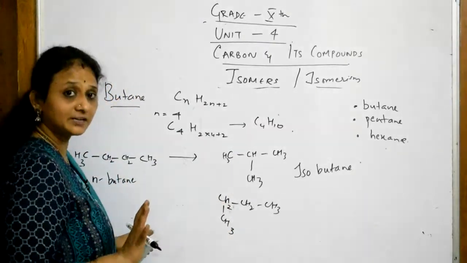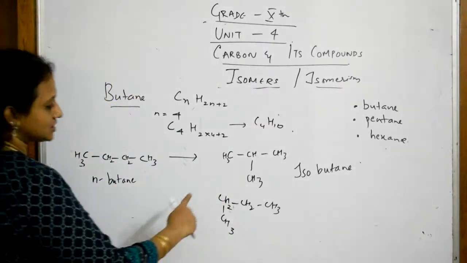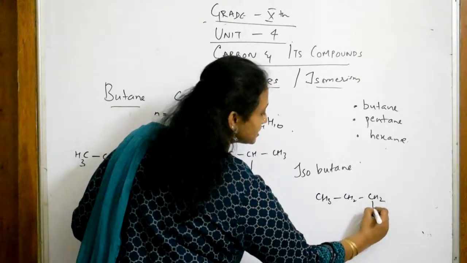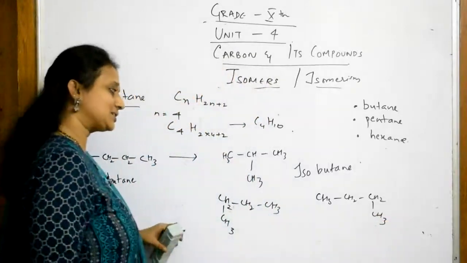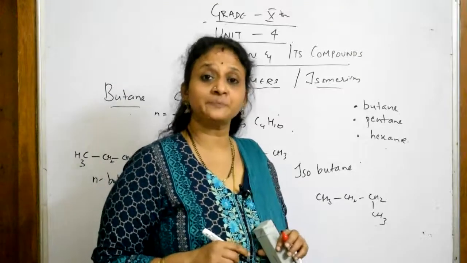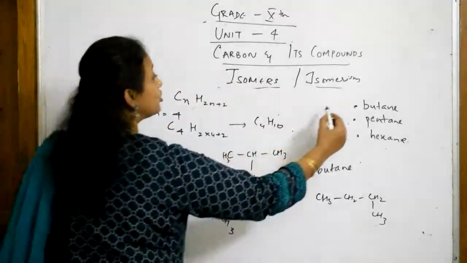That is important, right? Check that. So like this, you can write for the other also: CH3, CH2, CH2, CH3. So the structural isomers are this: butane and isobutane. That's fine. Now let us come and write for pentane.